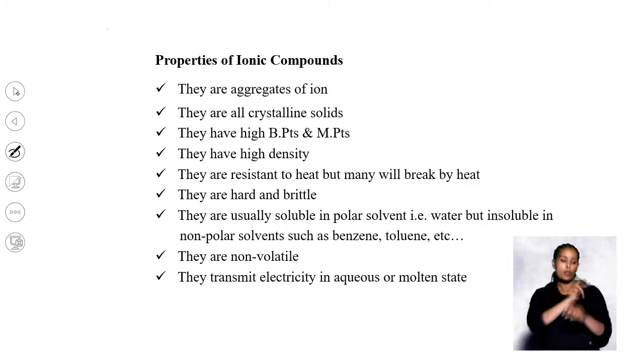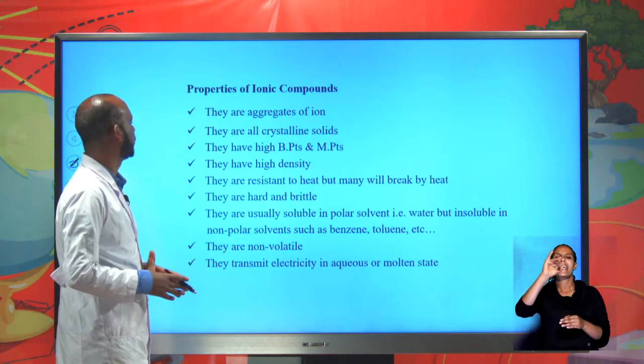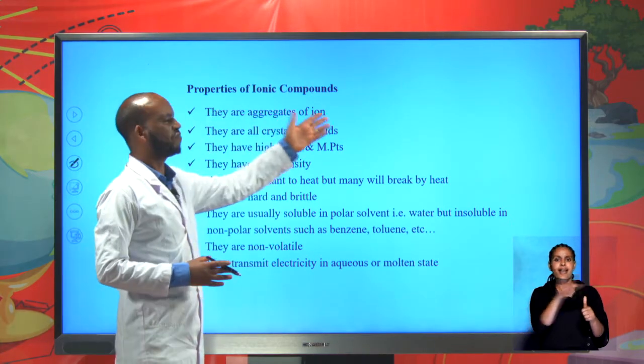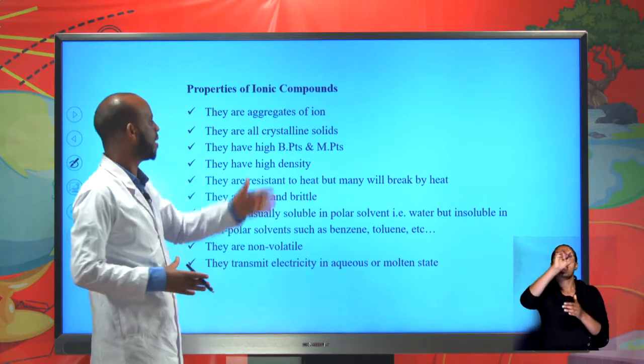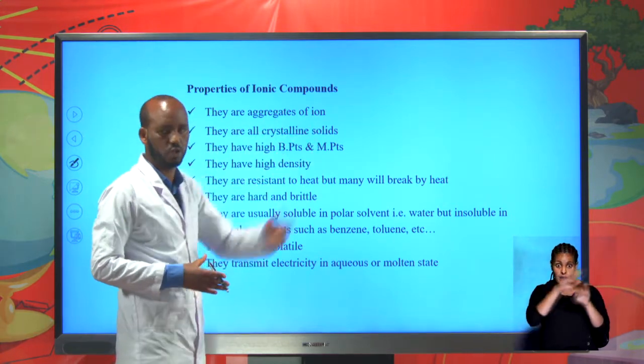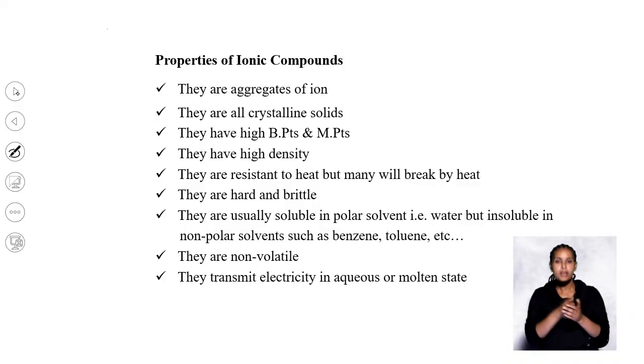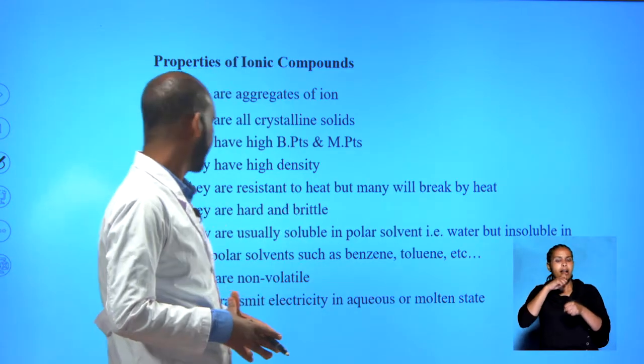Properties of ionic compounds. One, they are aggregates of ions. They are called crystalline solids. They have high boiling points and melting points. They have high density. They are resistant to heat, but many will break by heat. They are hard and brittle.